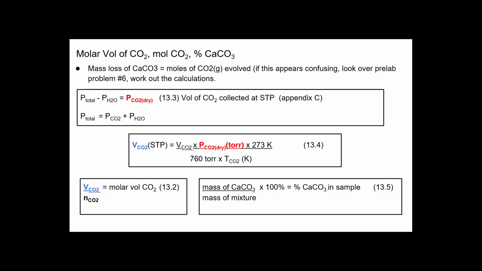So I pulled out the equations that you're going to need for this lab. There are other little things you have to do, but these are the main ones. And you can see once you determine the pressure of the CO2 that's dry, meaning you remove the water pressure, you are going to plug it into the combined gas law. This combined gas law has the STP conditions, and then the ones that are not filled in are your experimental conditions to find out the volume at STP conditions.